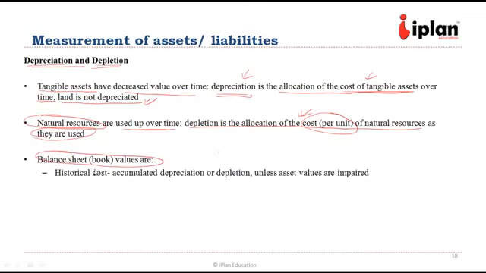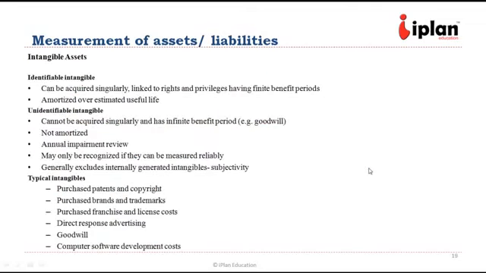So that is how we have these balance sheet values or book values of the assets as historical cost minus accumulated depreciation or depletion till that point, unless the asset values are impaired. There are certain cases where the values could be impaired, so that has to be a part of it. Otherwise, simply historical cost minus accumulated depreciation becomes the book value of our asset. Now let us look at the intangible assets.